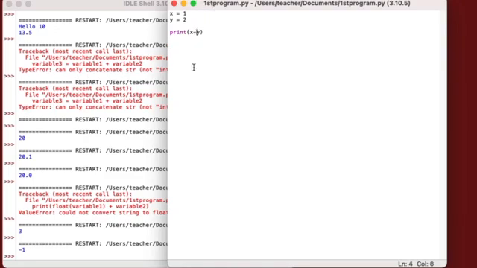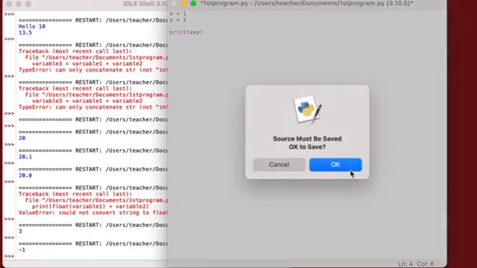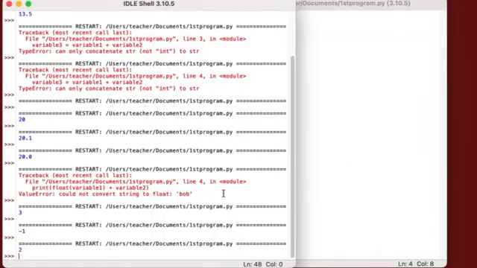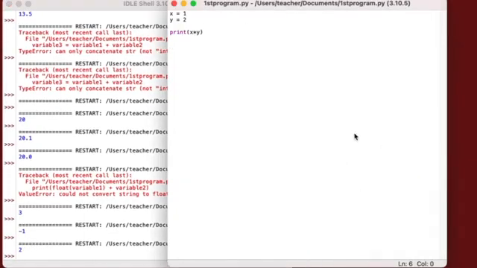So if we do the times, it's a shift 8, which is an asterisk. That's how we do multiplication because the x is already kind of taken. So run, and 1 times 2 is 2.